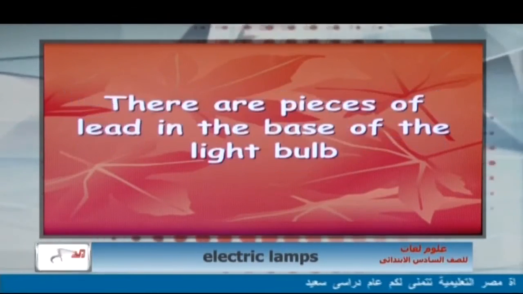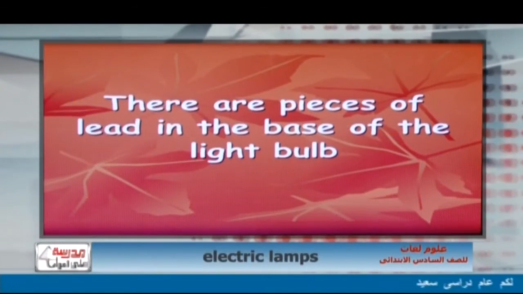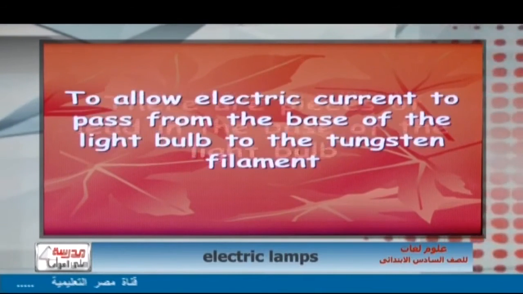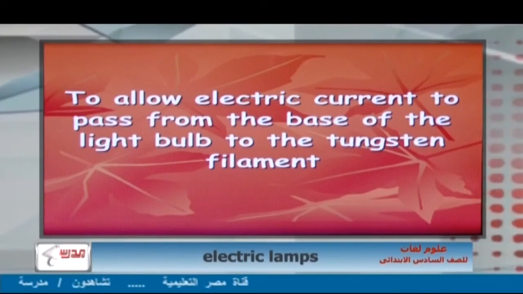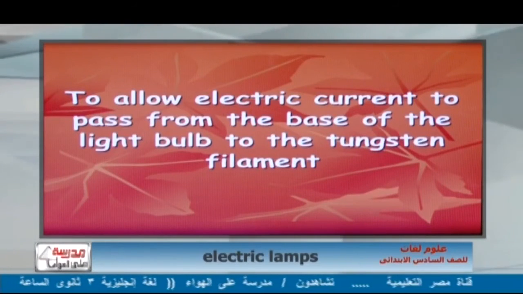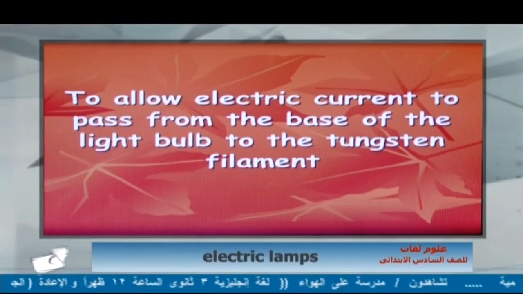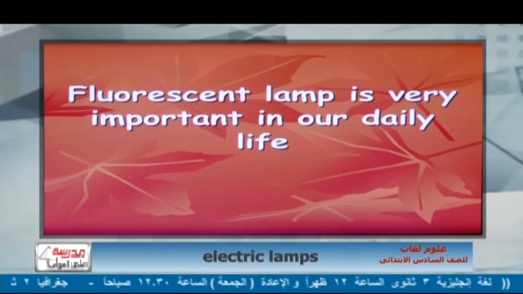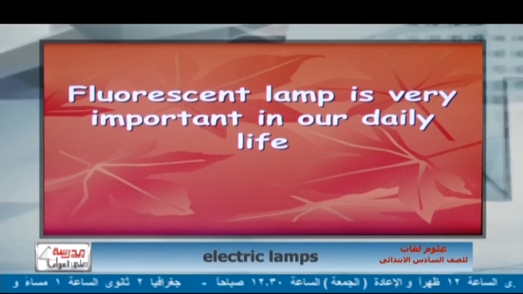Again, there are two pieces of lead. The question says there are two pieces of lead in the base of the light bulb. The answer will be that to allow electric current to pass from the base of the light bulb to the tungsten filament. Another question says fluorescent lamp is very important in our daily life.